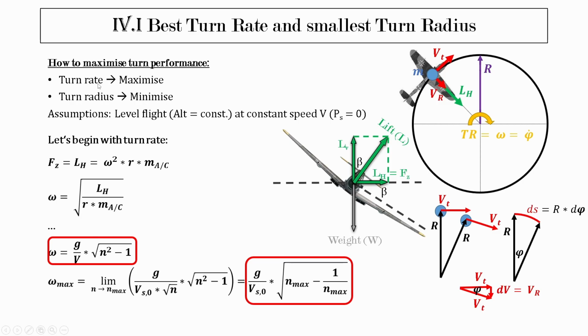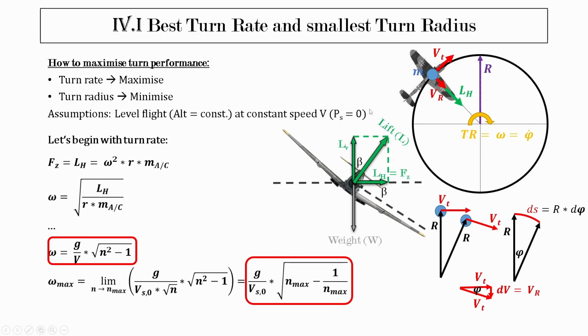But in general, we remember, we store this accessibly in our mind's memory. Turn rate, we want to maximize. Turn radius, in general, we want to minimize to maximize our overall turn performance. So, let's start with turn rate then.